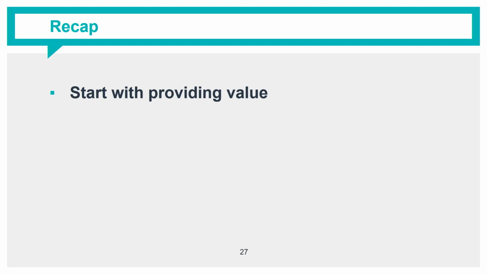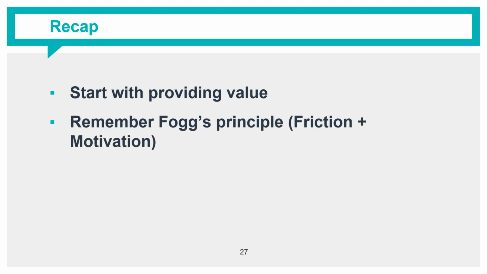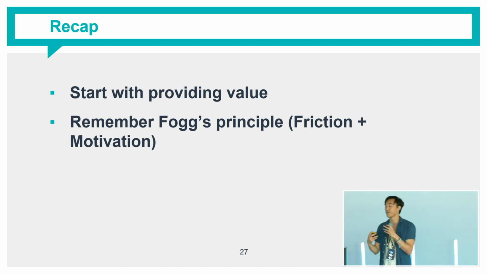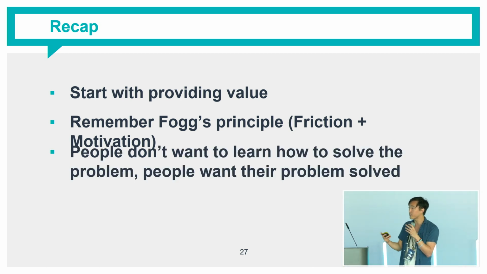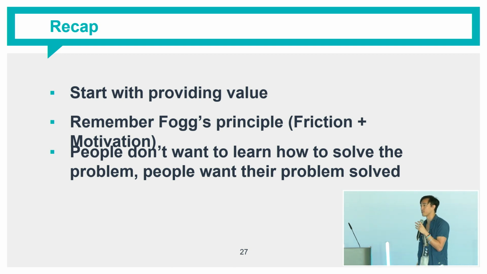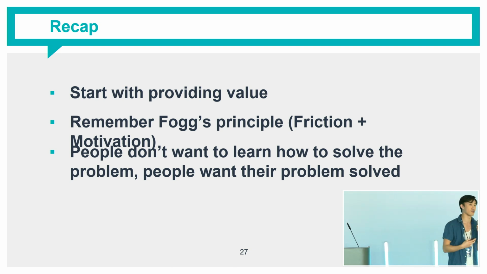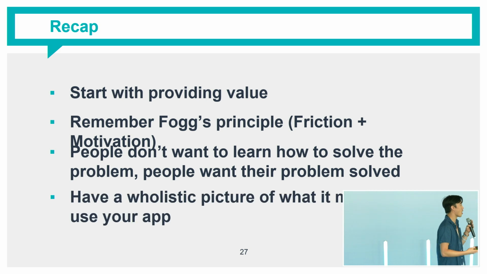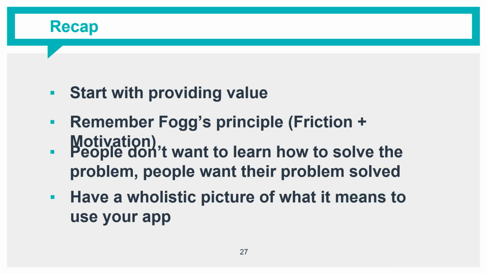The first thing, always start with motivation, right? Start with the value. Start with what you're providing people. And if there's nothing there, then it doesn't matter how frictionless your process is. Then remember Fogg's behavioral model and that dichotomy between friction and motivation. Remember that people don't want to learn how to solve the problem. People just want their problem solved for them. And when you look at your product, you want to make sure that you have a really holistic reach of what it takes from end to end to get to actually using your app.